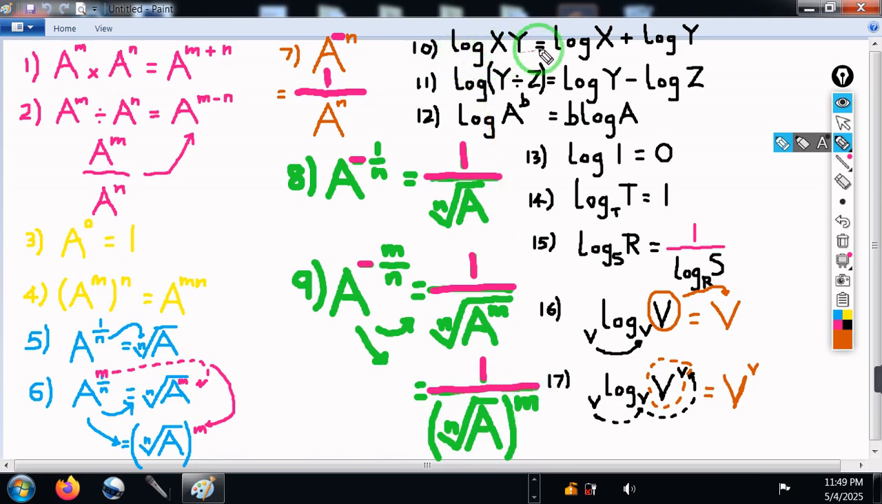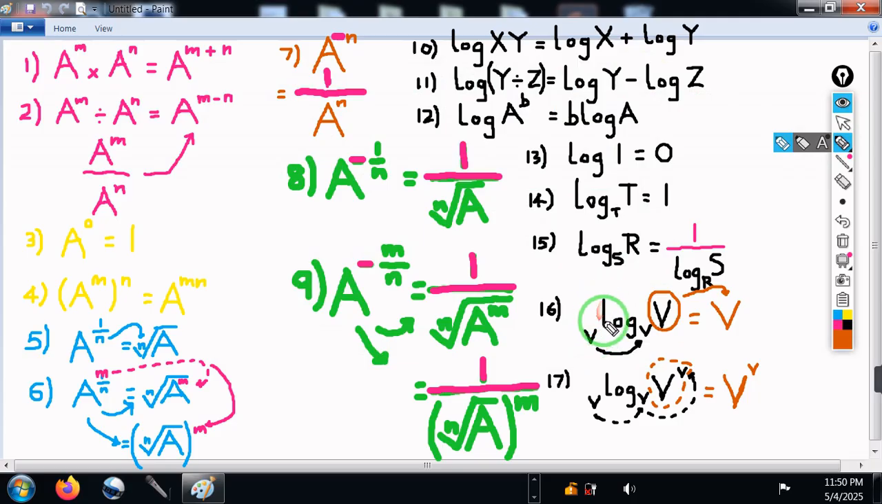Log xy is equal to log x plus log y. Log of y divided by z is equal to log y minus log z. Log a to the power of b is equal to b log a. Log 1 is equal to 0. Log t to base t equals 1. Log r to base s is equal to 1 over log s to base r.